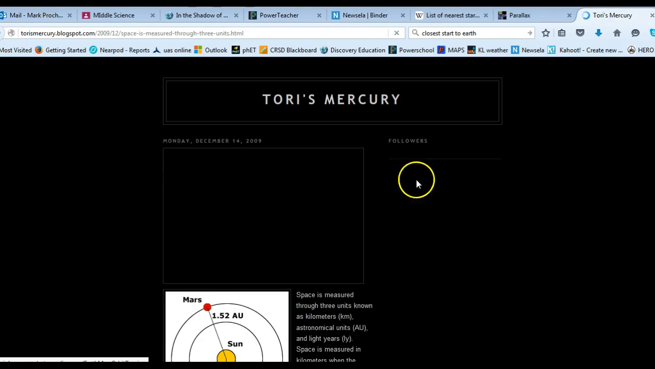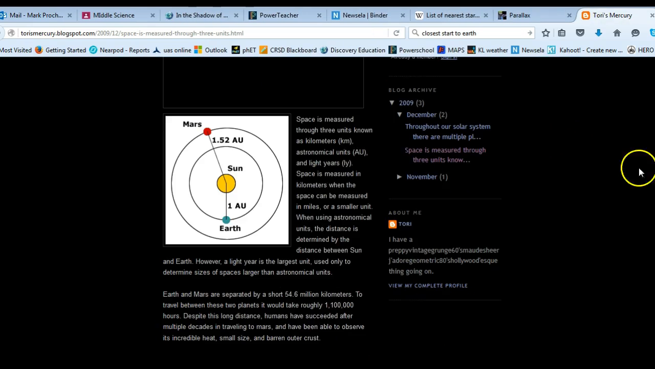Let's just check this out really quick. Here's an example of the astronomical unit. Here's the Sun, there's the Earth, and then Mars is 1.52, and we can just keep going out and out and out. Remember, Jupiter is 5.42 or 4 point something. I think it's 5.4. And you can just keep going out, and that works fine in our solar system.